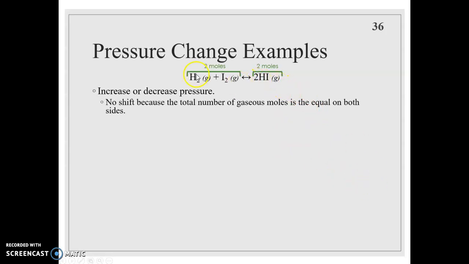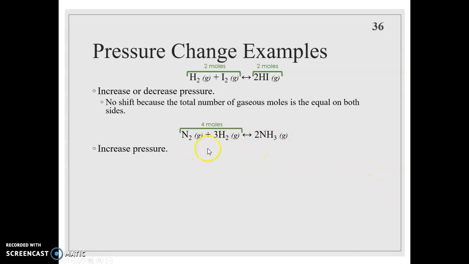There's no savings in space. Think about the ideal gas law. At the same temperature and pressure and same number of moles, these would take up equal volume, so there's no advantage to one side or the other. However, with this reaction, we're taking nitrogen and hydrogen and forming ammonia.